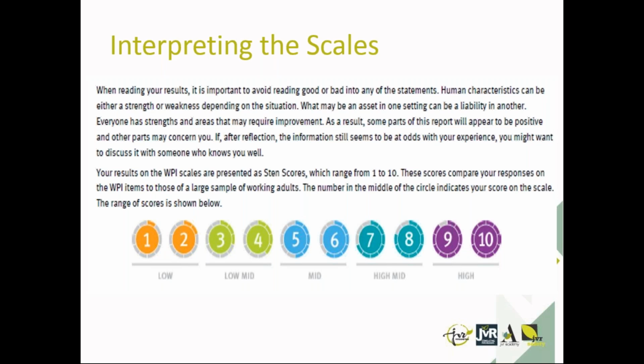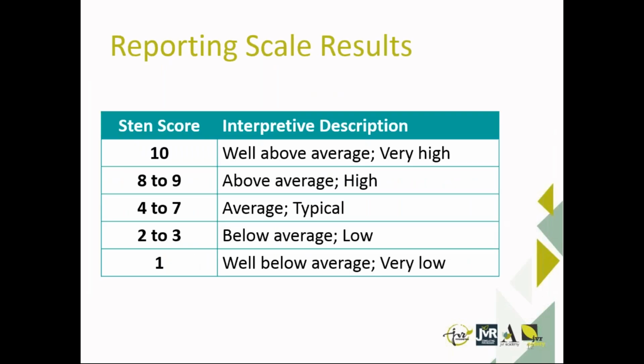The scales are represented as sten scores, so they range from 1 to 10. As explained to the candidate or you in the report, those scores are compared to the responses of a sample of other working adults. We have South African data, so our norm group is a South African working adult norm group. Depending on where you score, a score of 1 would be considered well below average, or very low in comparison to other people.